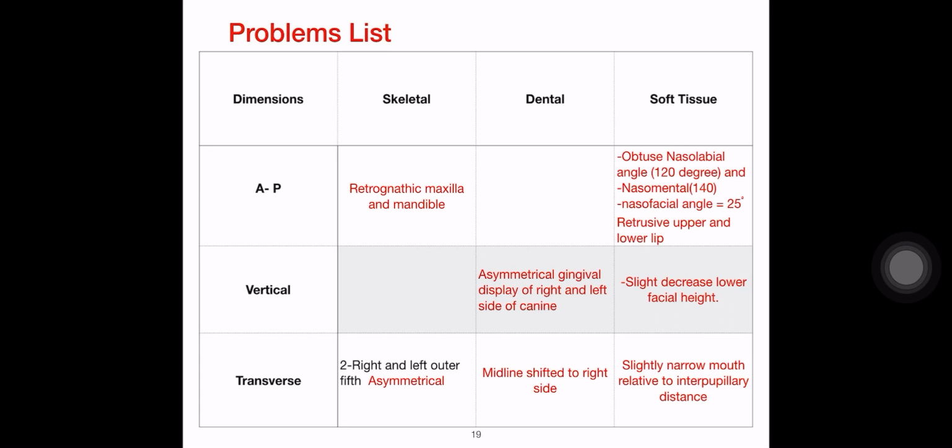In the transverse dimension we see asymmetrical right and left outer fifths regarding the skeletal problem, and midline shifted to the right side related to the dental problem, and a slightly narrow mouth relative to the interpupillary distance regarding the soft tissue.